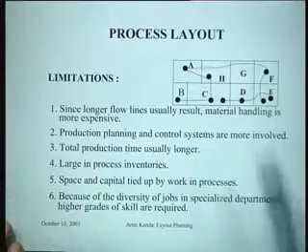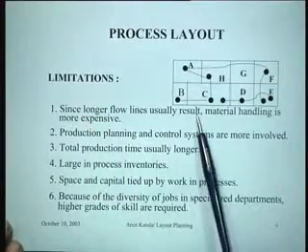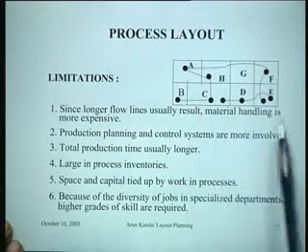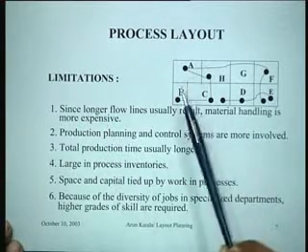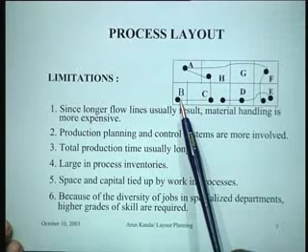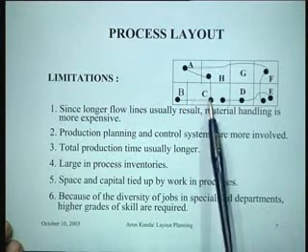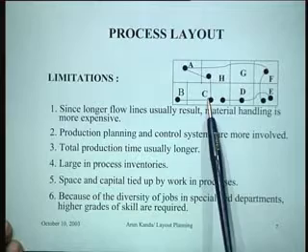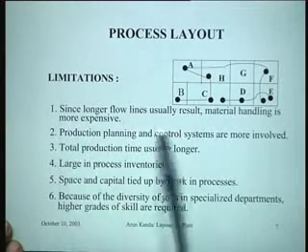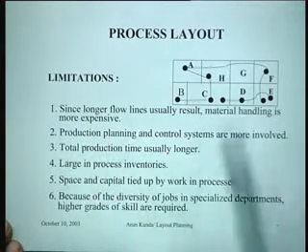However, the process layout has some limitations too. We should be aware of those limitations. Since longer flow lines usually result, material handling is more expensive. Obviously, a part has to go from here to here, so it has to first wait, then somebody has to load it onto a trolley, and then the trolley has to go. The trolley may wait in that department till somebody unloads it, and so on. So longer flow lines usually result, material handling is more expensive.